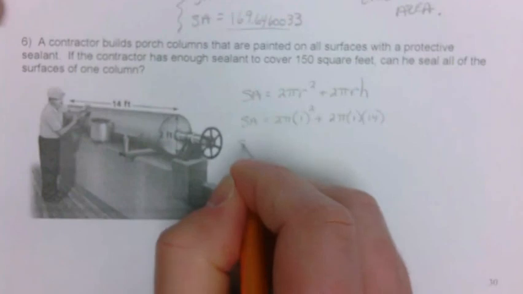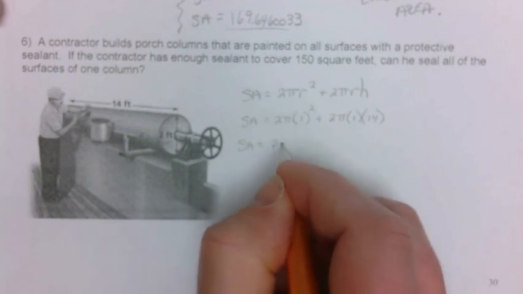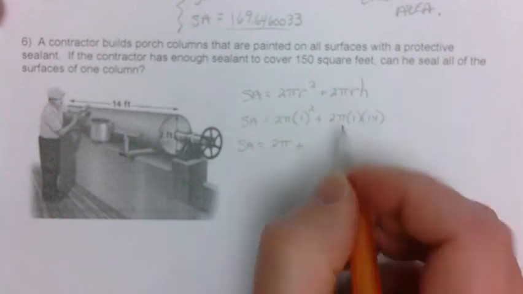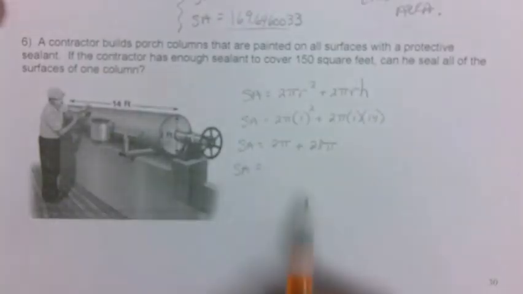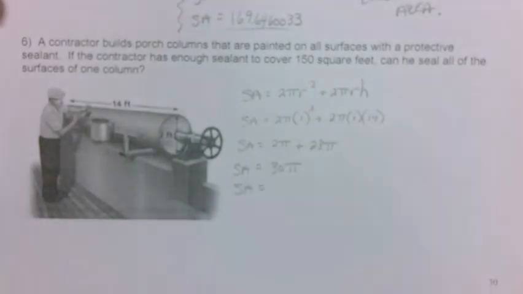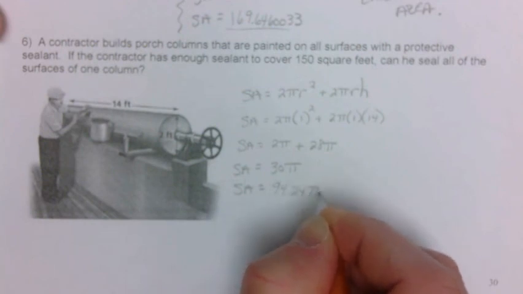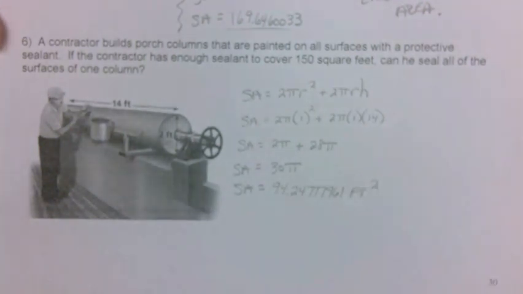Okay, so now I'm going to go ahead and follow my order of operations. 1 squared is just 1. 2 times 1 is 2, so this is just going to be 2 pi plus 2 times 1 is 2, 2 times 14, that's going to be 28 times pi. All right, and now 2 pi plus 28 pi is 30 pi. If I multiply 30 by pi, well, that gives me a surface area of 94.247777961, and the units are square feet. So that's what the total surface area would be for one column.